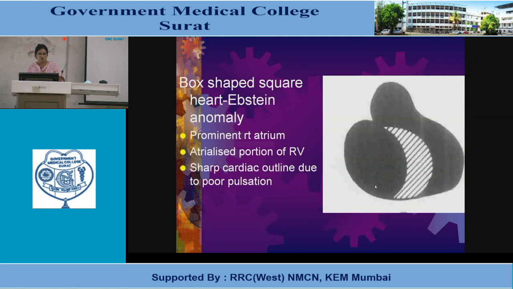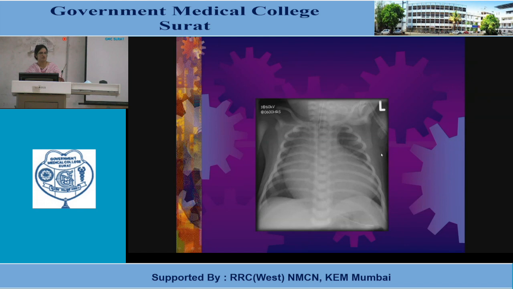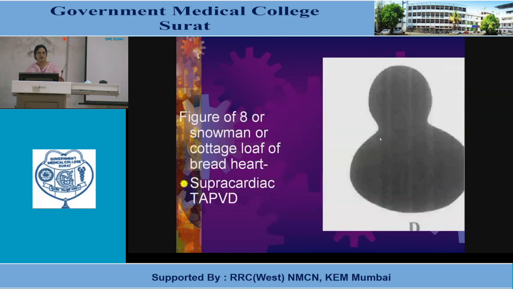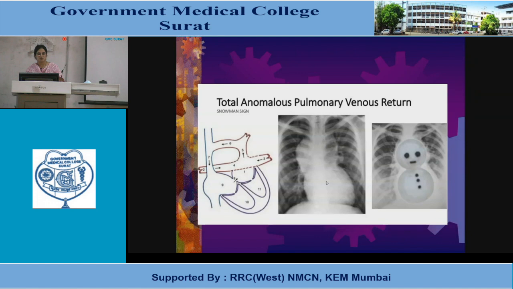A box-shaped square heart is noted in Ebstein's anomaly, with a prominent right atrium, atrialized portion of the right ventricle, and sharp cardiac outline because of poor pulsations of the heart. This is how an Ebstein's anomaly looks. Figure of 8, snowman, or cottage loaf of bread heart is noted in supracardiac TAPVD cases. You can see this is the snowman sign in TAPVR.